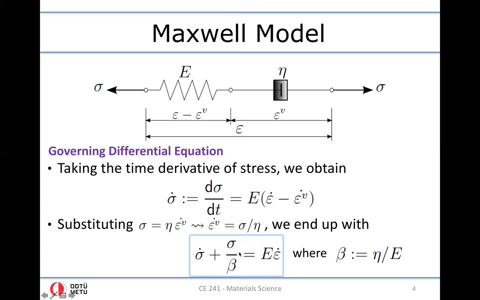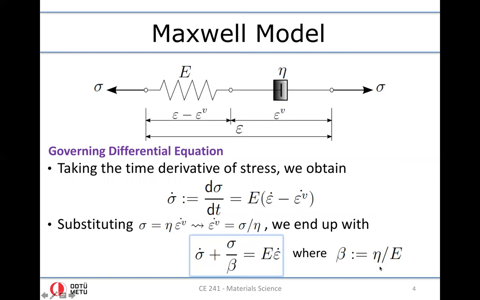There, the term in the denominator of the second term on the left-hand side is nothing but beta, which is defined as eta over E. This term is referred to as relaxation time or retardation time, physically describing the characteristic time scale of the internal viscous mechanisms taking place in the material. So beta is defined as eta over E.